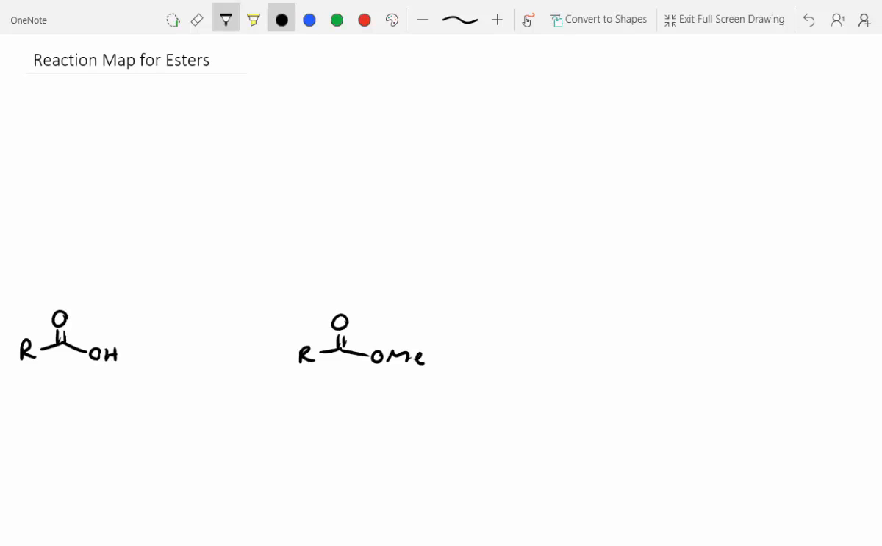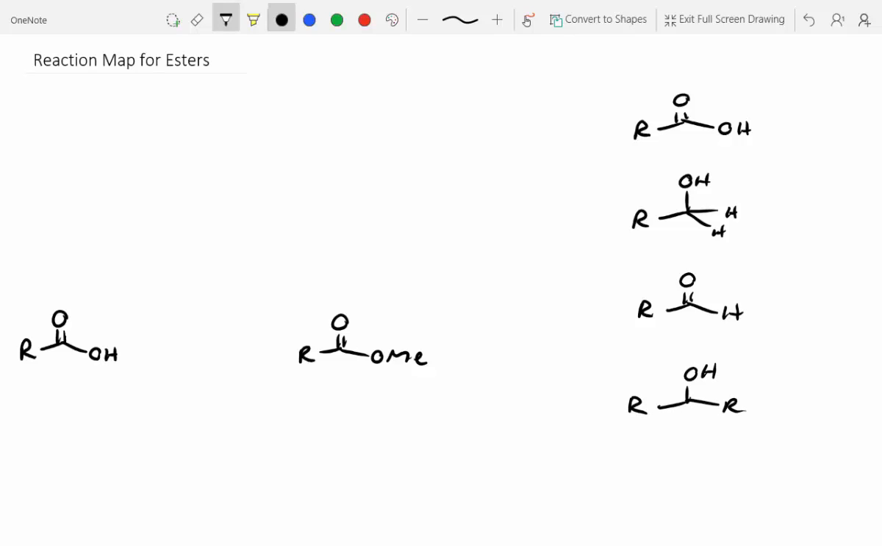So we've got our carboxylic acid, we've got our ester. We said we can convert our ester into a carboxylic acid. We can convert it into a primary alcohol. We can convert it into an aldehyde. We can convert it into a tertiary alcohol. And just for the heck of it, we'll put amides on there because you might see it pop up occasionally.